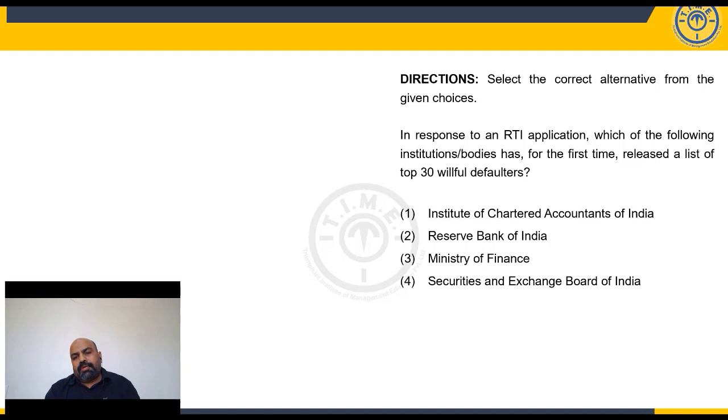Last one, nicknamed Mint Street. That's the RBI because it's located on Mint Street. Mint is a currency printing place. Choice four, SEBI. Underline that. First point, established 1992. Second point, regulator of capital and stock markets, head office Mumbai.